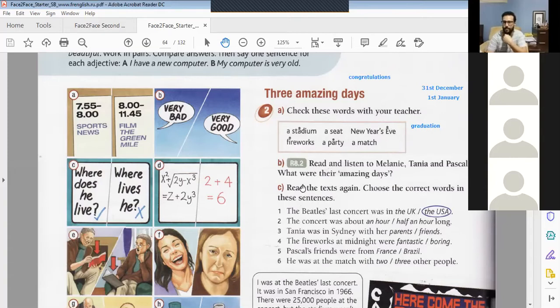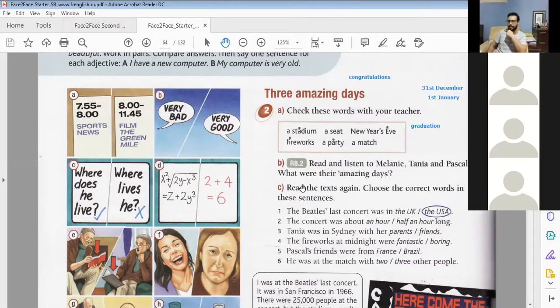Melanie. I was at the Beatles' last concert. It was in San Francisco in 1966. There were 25,000 people at the concert, but the stadium wasn't full. There were about 17,000 empty seats. The concert wasn't very long, only 33 minutes, but I was very happy to be there. I was only 16 at the time.